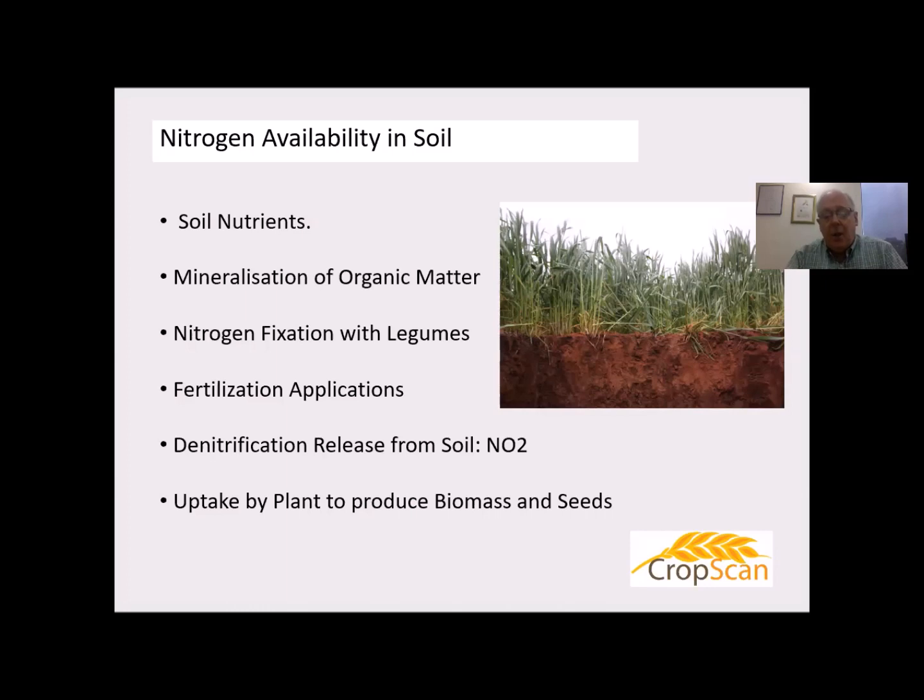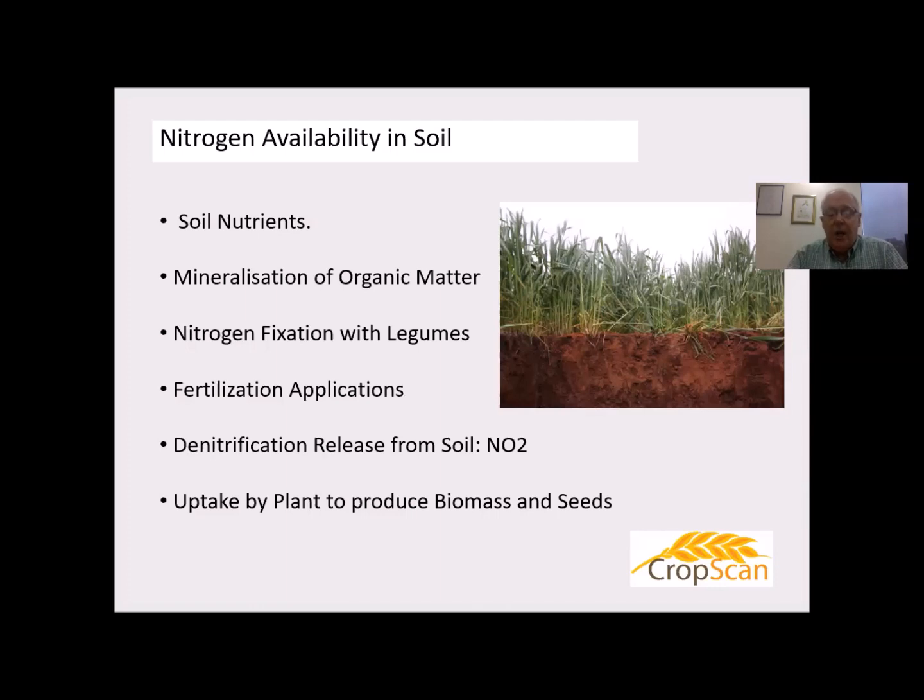Well, on the downside, or how it's lost, is the denitrification, in other words, the conversion of the nitrate ions into nitrous oxide and then released to the atmosphere as it diffuses through the soil. There is also leaching. When you get a rain event, nitrates can be washed to a lower layer beyond the root zone and therefore not allowing the plant to get access to it. And then lastly, you're going to lose nitrogen by the plant producing biomass and seeds.